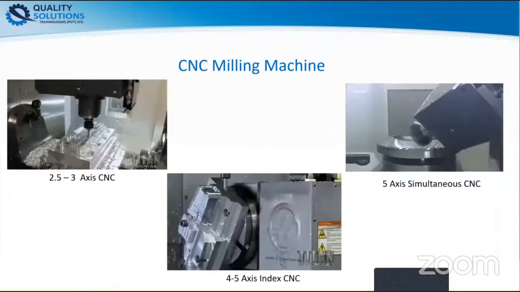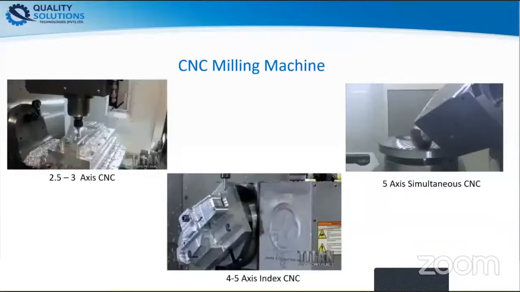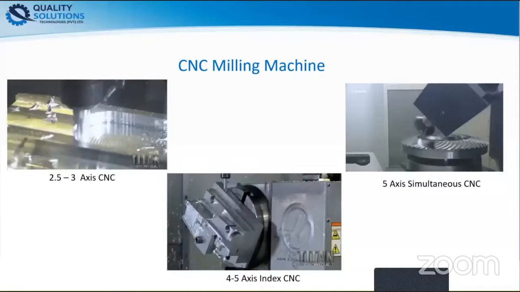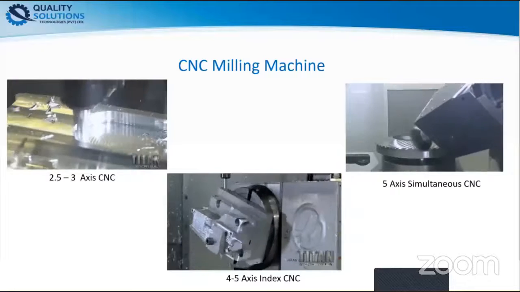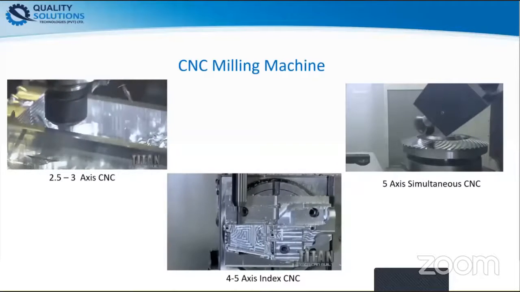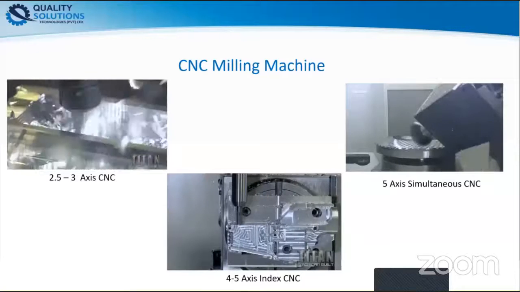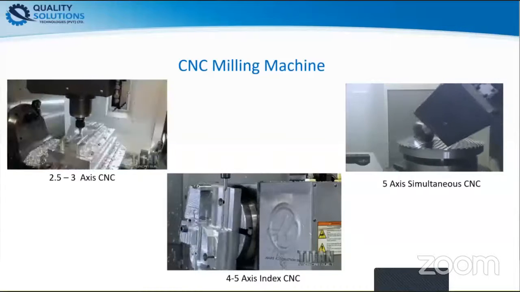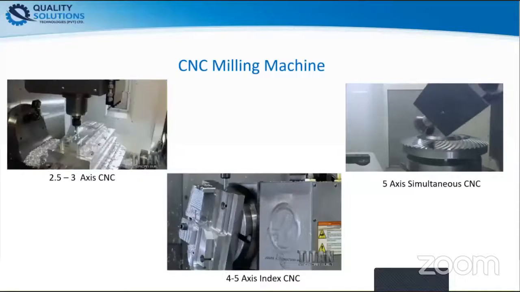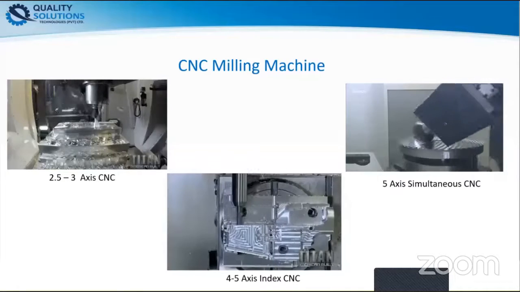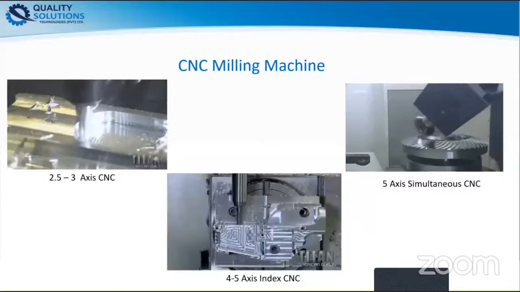So let's jump to the CNC machine. The most fundamental CNC machines are 2.5-axis and 3-axis. What does 2.5-axis mean? It means the cutter of the milling machine removes the material in only 2 axes simultaneously, either in the XY plane, YZ plane, or ZX plane. So it's called a 2.5-axis CNC machine.